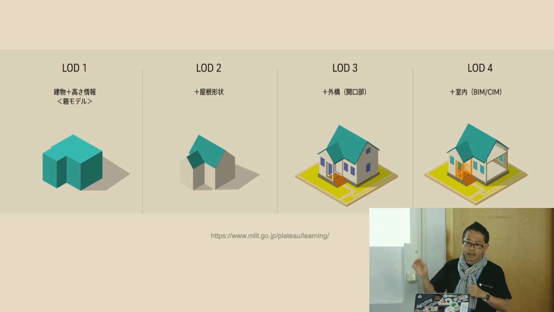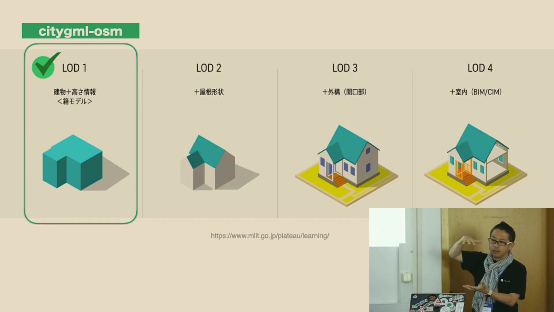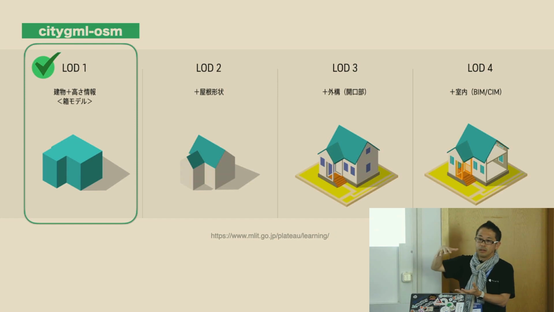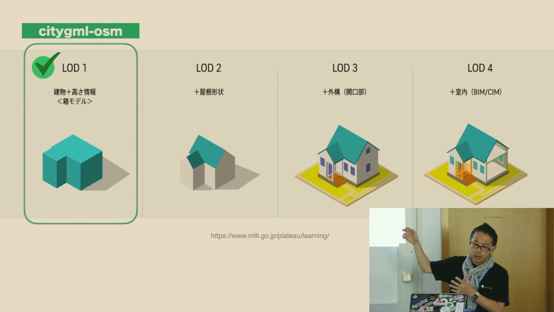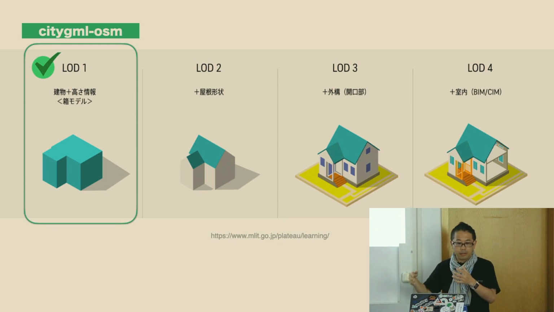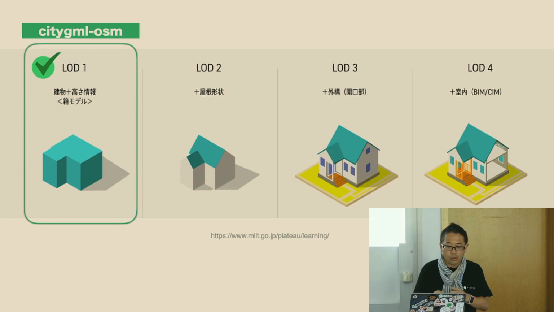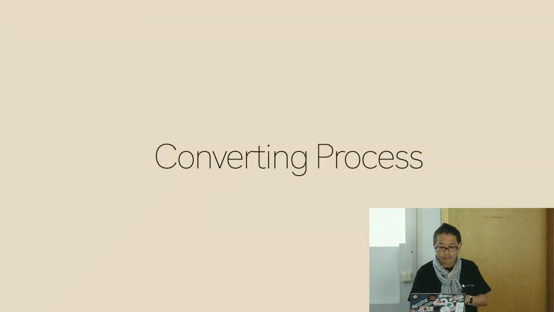Now, the latest version of the CityGML OSM converter is targeting only LOD1. LOD1 is a very simple three-dimensional object, and we couldn't support LOD2, 3, 4 yet. So the next step is that we should make the LOD2 converter. Anyway, for now we are converting only LOD1 building data.